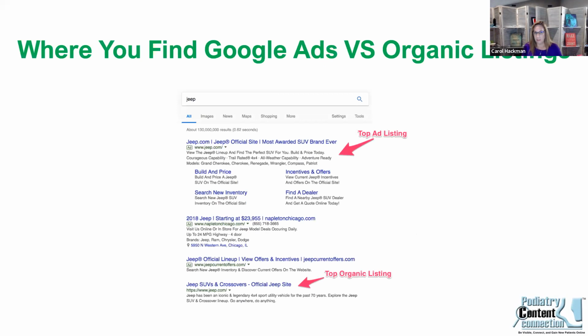Where you find them, the ads versus the organic SEO: with Google Ads, you'll see at the top, if you notice, right underneath Jeep.com, it has an ad. Those ads will always say ad, so people know those are being paid for. Your organic SEO will be below that. So when you show up in both places, you're just upping the odds of being able to attract those patients that you want.